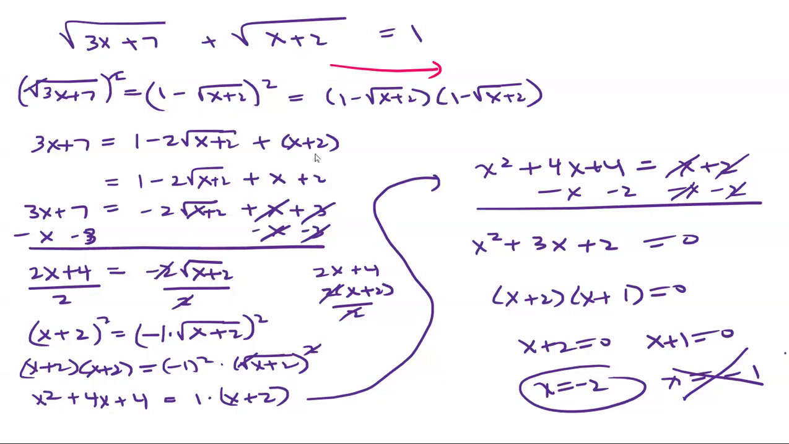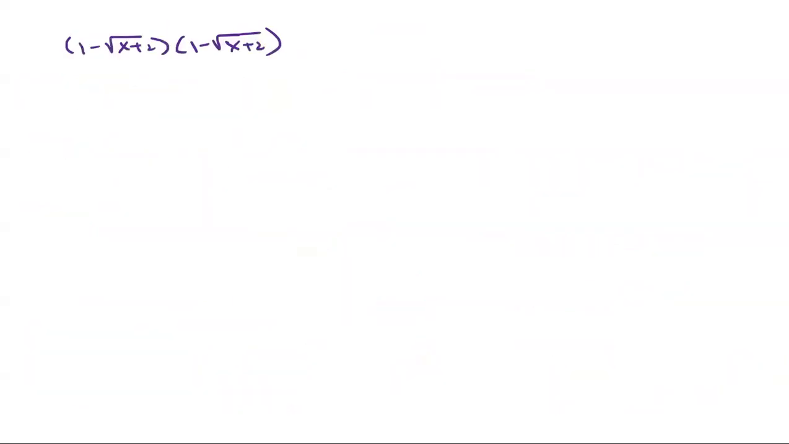Okay, what I like to do is I actually want to finish off multiplying the 1 minus square root of x plus 2 and the 1 minus square root of x plus 2 to show you how I got the 1 minus 2 square root of x plus 2 plus x plus 2. Okay, because I know that can be pretty tricky. So I'll have it here as my scratch work.